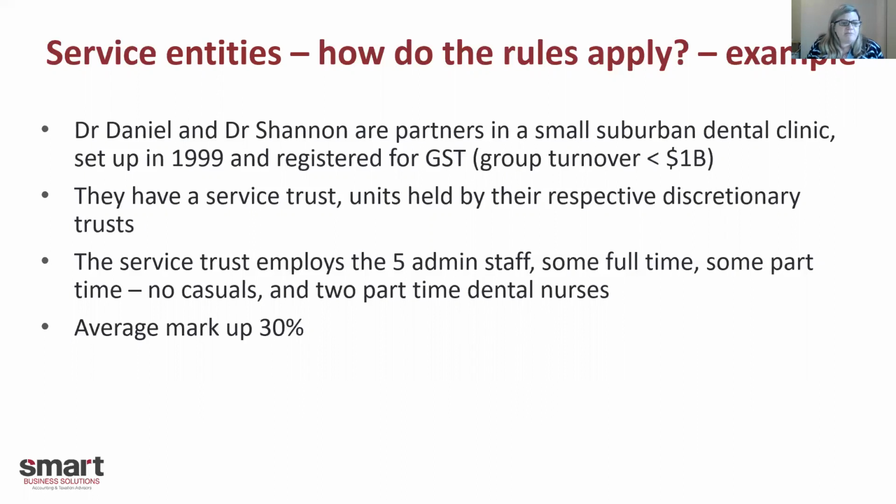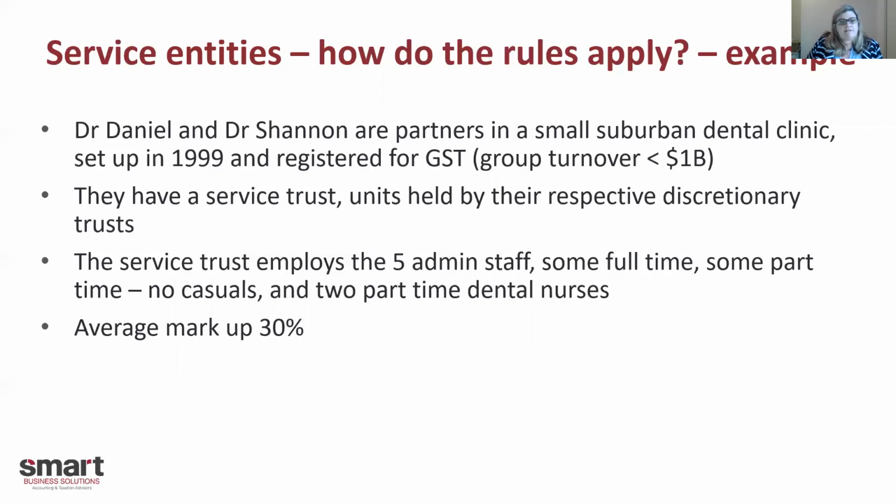That's related to the JobKeeper rules. Now, we have a service trust, and the units in the service trust are actually held by our respective family trusts or discretionary trusts, as kind of a partnership in the service trust. The service trust employs 5 admin staff, some full-time, some part-time, no casuals, and 2 part-time dental nurses.